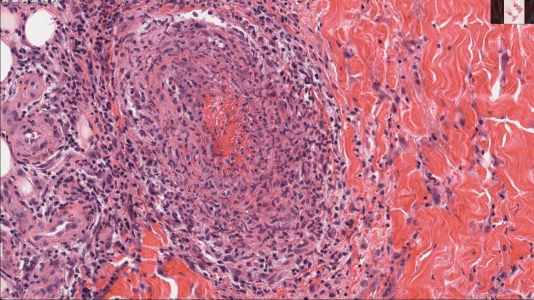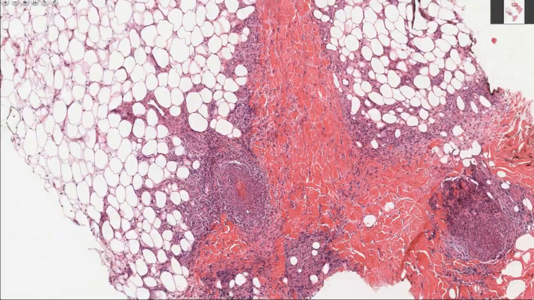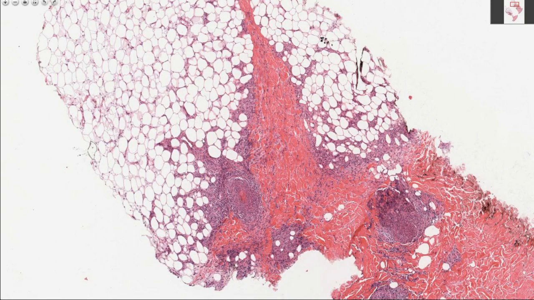So this is a medium-sized vessel vasculitis. Is it Wagner's or granulomatosis with polyangiitis? I don't see granulomas here. And in addition, the lobules are not significantly inflamed.